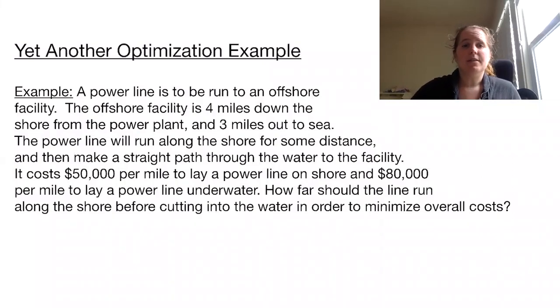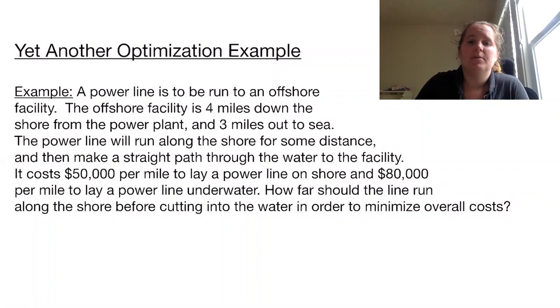Welcome to yet another optimization example. So in this example, a power line is to be run to an offshore facility. The offshore facility is 4 miles down the shore from the power plant and 3 miles out to sea.